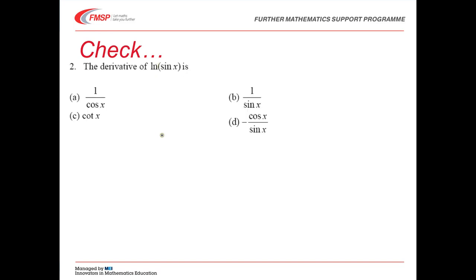Okay, pause the video and have a go at this one. Right, so I've got log of sine x. So that's log of thing, and if I differentiate log of thing, I get 1 over thing. And then I need to differentiate the thing, so differentiate sine x and I get cos x, and that's cos x over sine x, which is cot x, which is answer C.